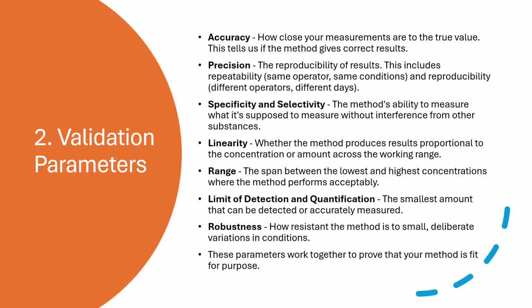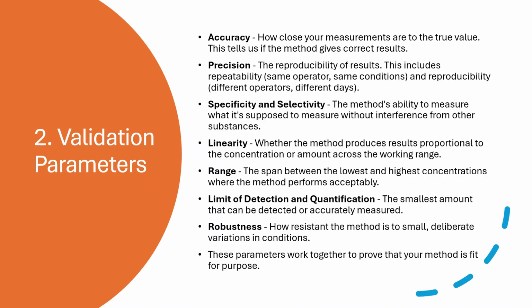Now precision is the reproducibility of your results. This includes repeatability, and repeatability is the same operator and same conditions. And in reproducibility, you use different operators and different days. Here also we do it in 6 replicates. The main difference between precision and accuracy is that people actually get confused between these two terms because we do the same thing. We run the 6 replicates and we see the recovery. So people get confused, okay, why are there two different terms, accuracy and precision.